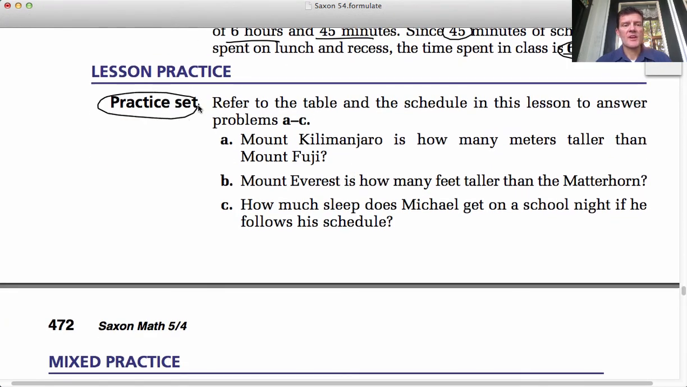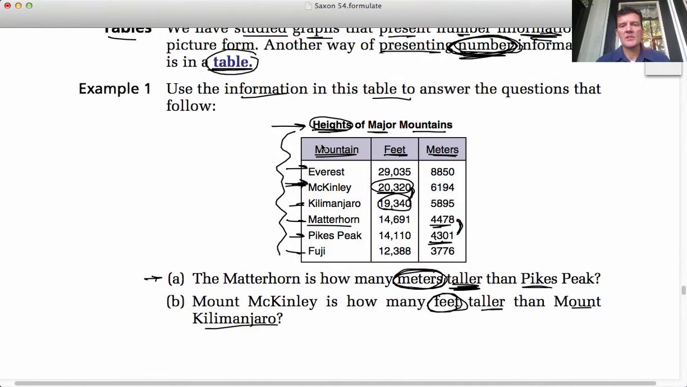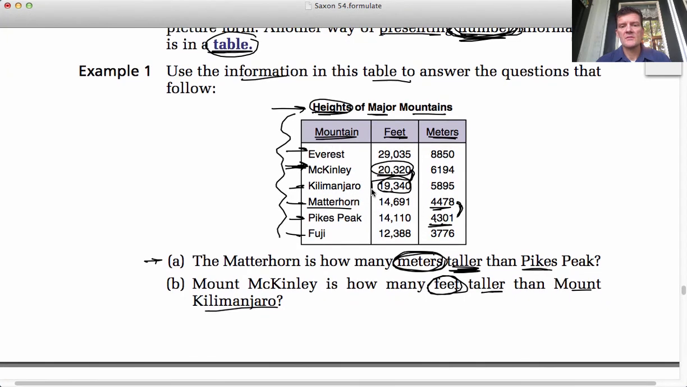All right, let's look at the practice problems here. We're going to refer to the table and the schedule in the lesson above, and answer these questions. A: Mount Kilimanjaro is how many meters taller than Mount Fuji? So you come up to the table here. Kilimanjaro is 19,340, and Mount Fuji is this one. You're going to take these two values and subtract them: bigger minus smaller.